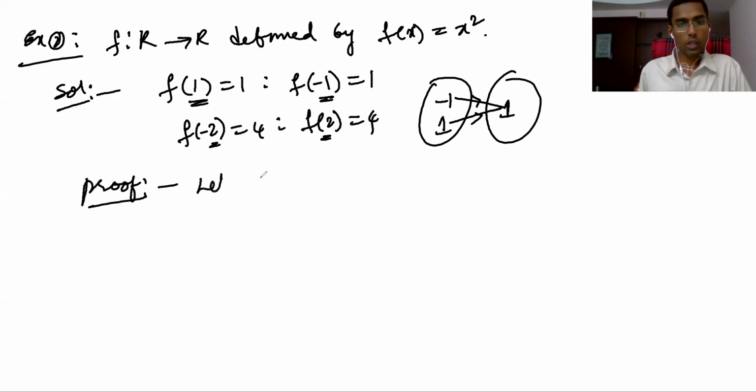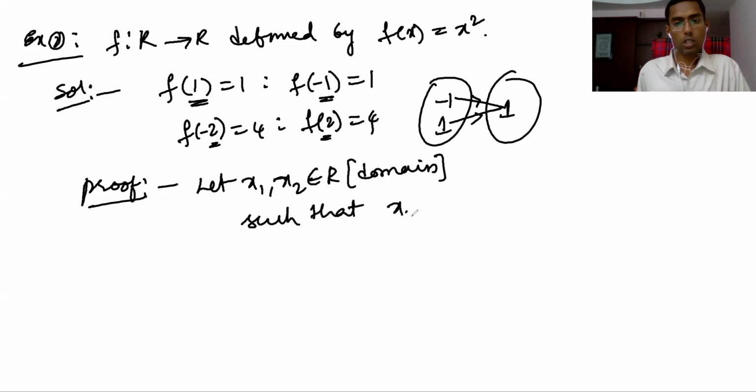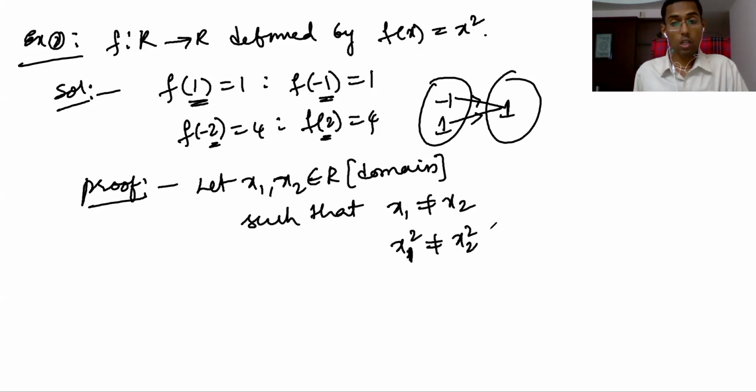Now let's take two different elements, x1 comma x2 belongs to R, the domain, such that x1 is not equal to x2. You cannot say that x1 square is not equal to x2 square. This is not possible.